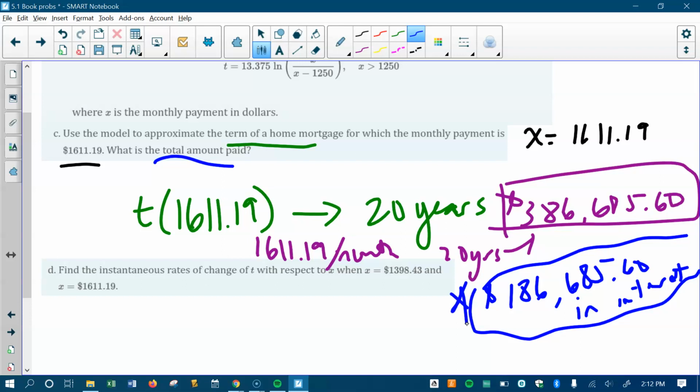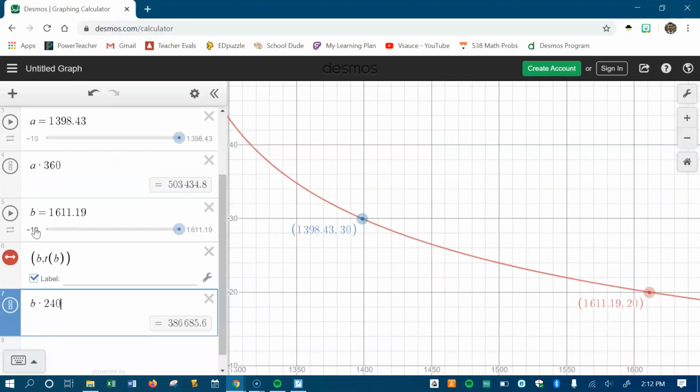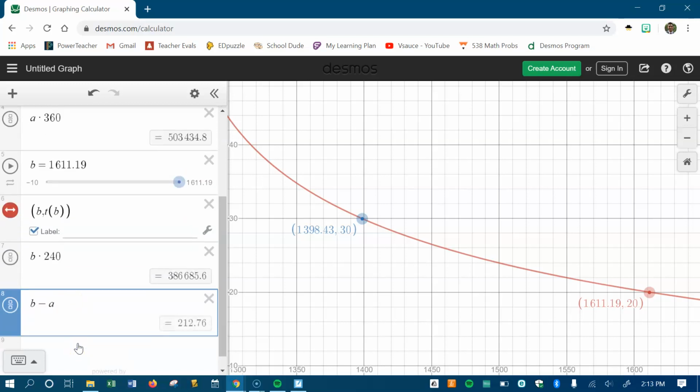Let's see, what else do I want to tell you here? That's a better deal because if you pay approximately $212 more a month for all that time, for 20 years, so you keep up $212.76 a month for 20 years, you can pay off the $200,000 and save yourself a couple $100,000 in interest. I mean, it's a good deal.